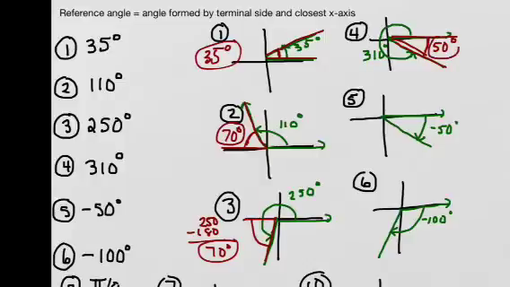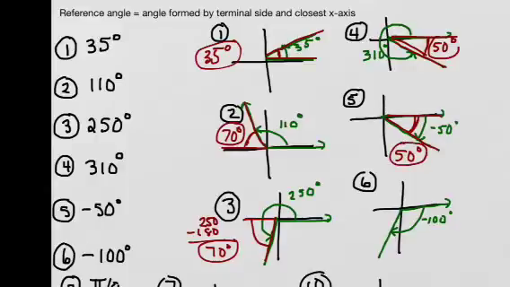Okay? Number 5, the angle that I need, again, is the one made by the terminal side and the closest x-axis. And so it's this one right here. It's kind of like number 1, right? Where it's the same one, except for a reference angle, you don't give direction, you don't give plus or minus, just 50 degrees.